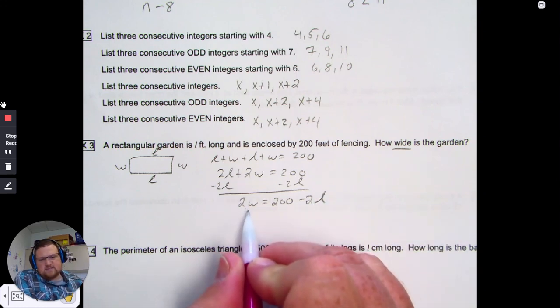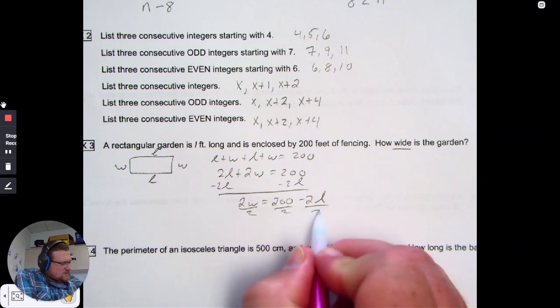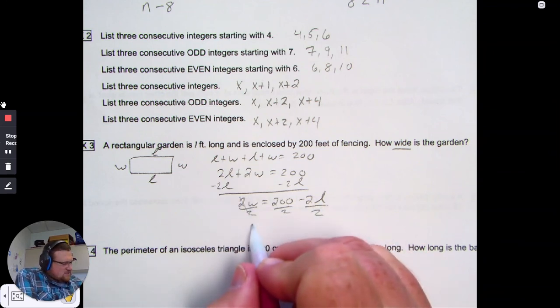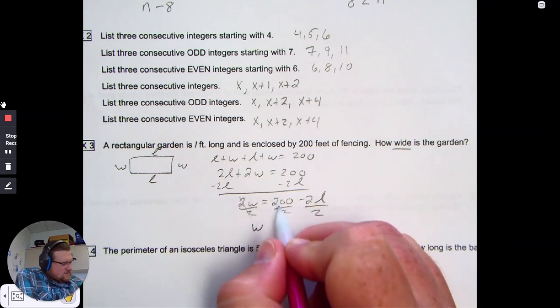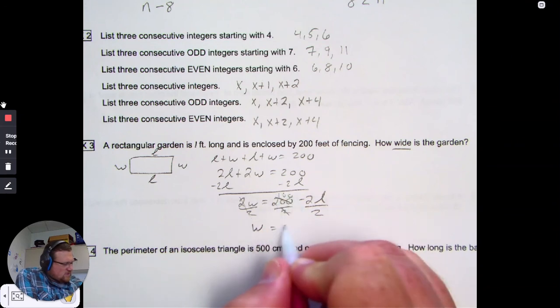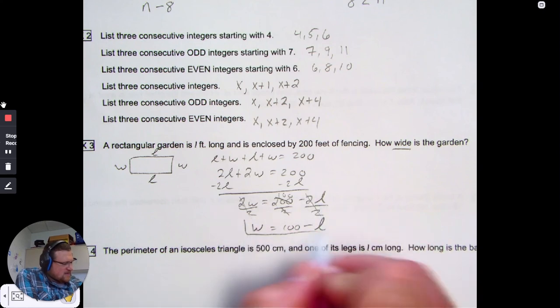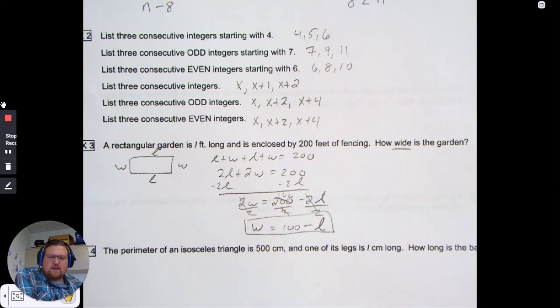Well, we need to get this W by itself. So to do that, we have to divide everything by 2. So those cancel each other out. We're left with W, right? 200 divided by 2 gives us 100. So that's 100 minus, those 2's cancel each other out. We're just left with L. So we have that our width is 100 minus our length.